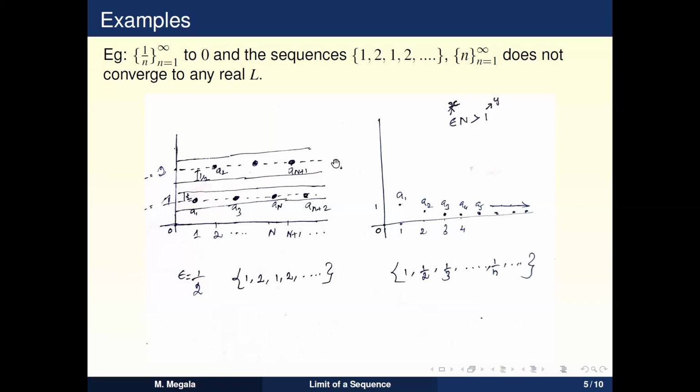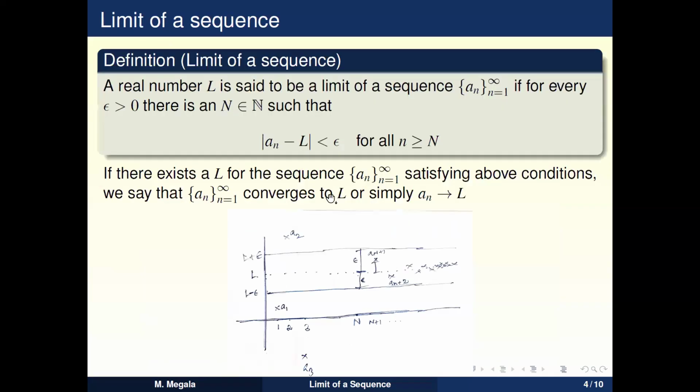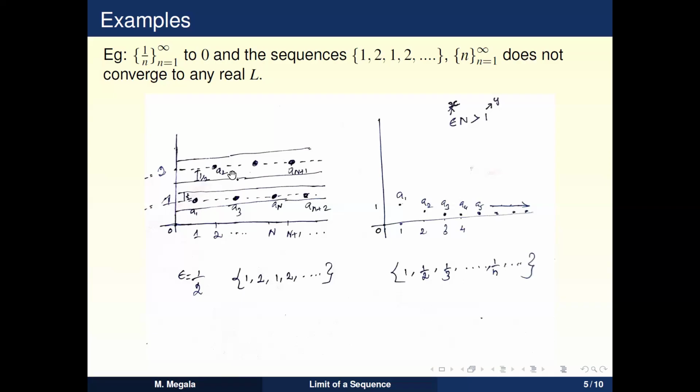What does the definition say for it to be a limit point? Except for finitely many, all should be inside this neighborhood, right? But here, there are infinitely many points, all the even points, outside this neighborhood. If I say 1 is a limit point, that is wrong. In the same way, 2 also is not a limit point. So no real number is a limit point of this sequence. Similarly, you can see it for n also.